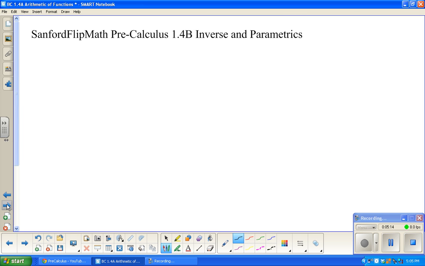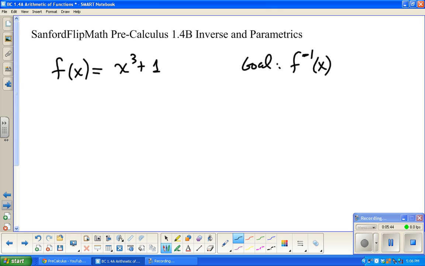Okay, so let's say we have f of x, and again, there's nothing sacred about f. Let's say we have f of x equals x cubed plus 1. If that's true, and I want to know what the inverse is, my goal is to find f inverse. Sometimes they'll leave it like that and just say f inverse. Sometimes they'll say f inverse of x. So just understand that they're the same thing. There's some flexibility in this notation.